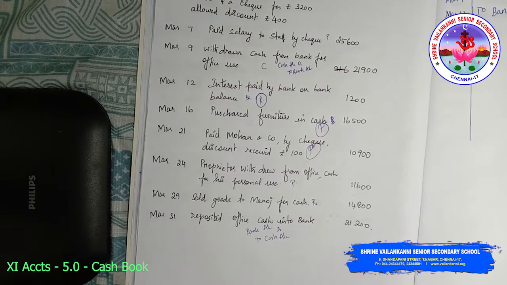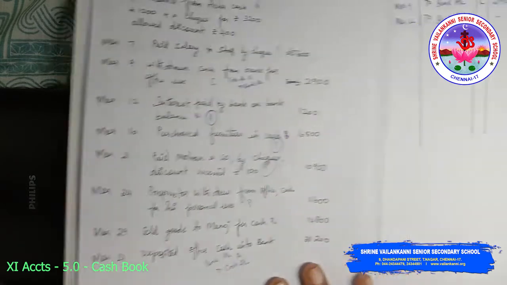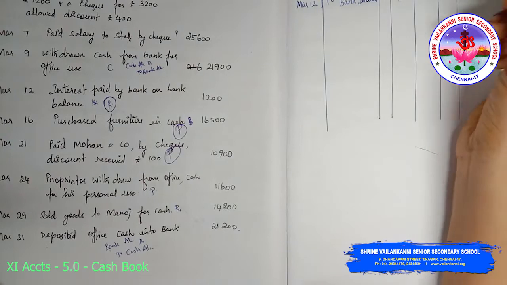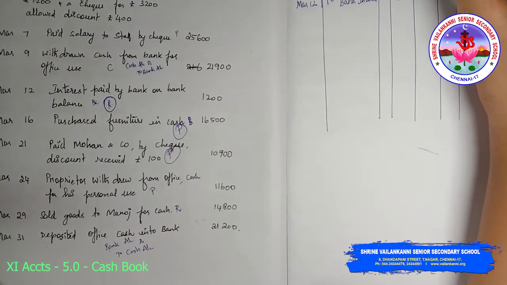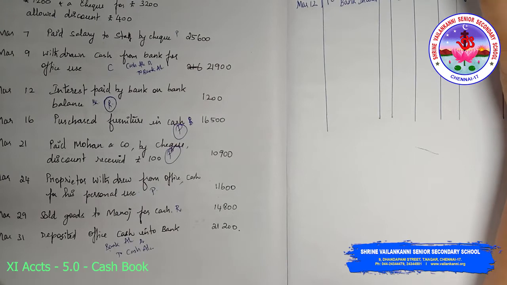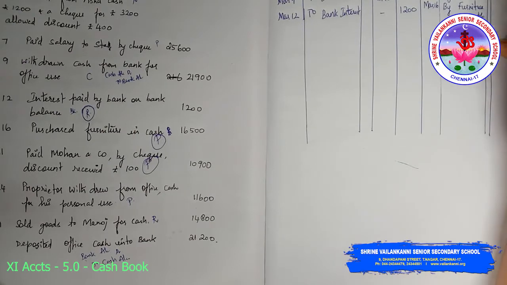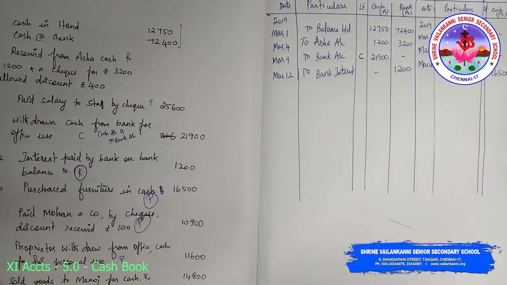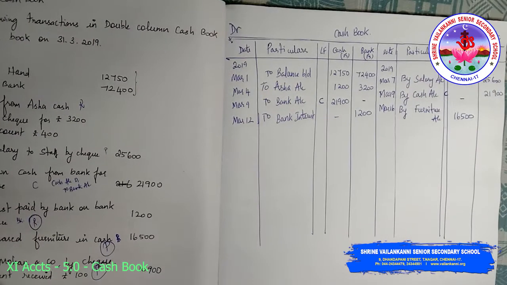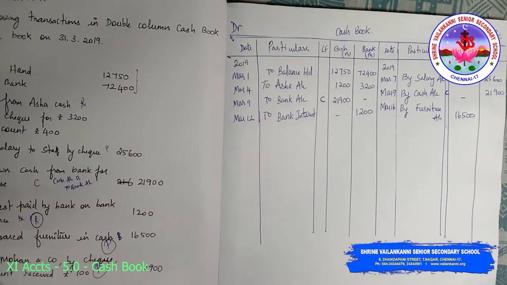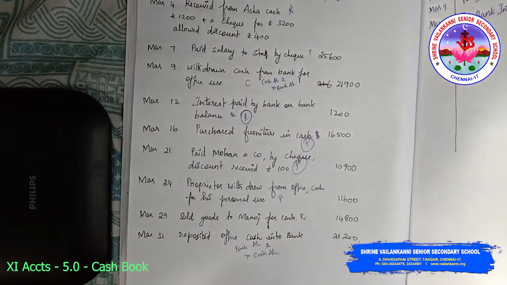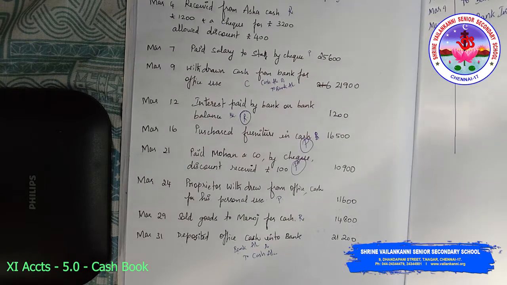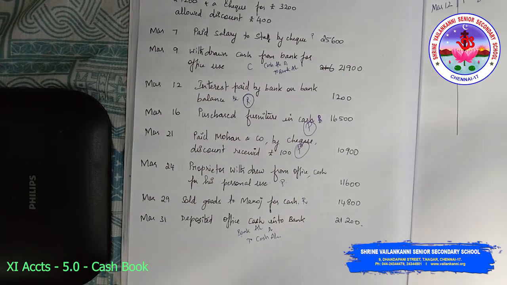Then purchased furniture in cash, March 16. It's a payment. By furniture, cash 16,500. I hope that you are able to see this. Just have a look at it. That we have finished. March 21, paid Mohan and company by check.